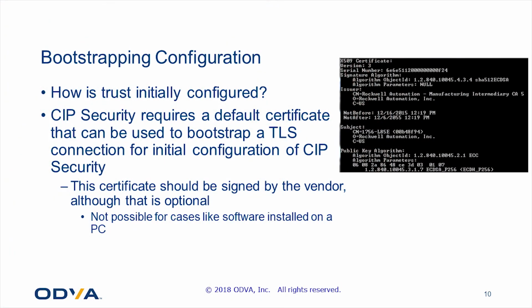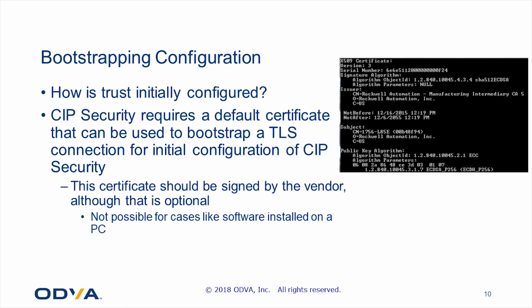Okay, so I'll talk a little bit about how the configuration gets bootstrapped. This is always an important question when we're talking about secure communications. How is trust initially configured? CIP Security requires that all endpoints implement a default certificate. That default certificate can be used to bootstrap a TLS connection, which can be used to send down a new user-defined certificate and all the configuration needed for the CIP Security connection.